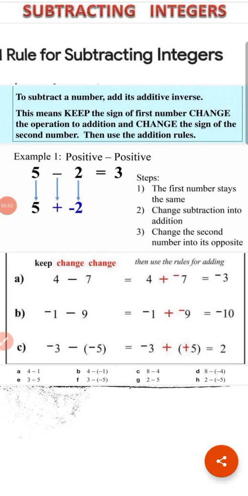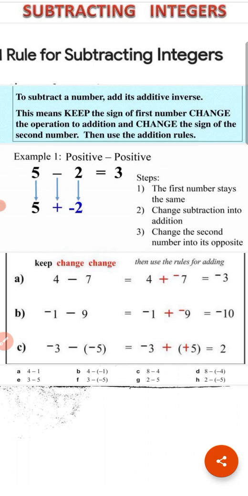Good morning, children. Today, let us revise the topic subtraction of integers. Okay. Rule for subtracting integers. That is, to subtract a number, add its additive inverse.